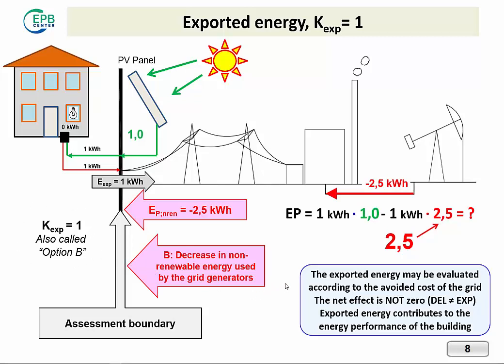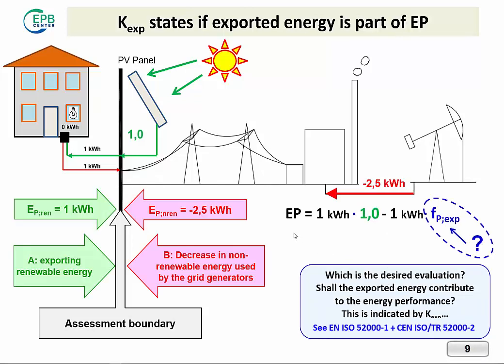And this has effects like cross compensation between energy carriers, because this minus 2.5 non-renewable, because of this exported electricity, may compensate, for example, the use of 2.5 kilowatt hours of gas, because the energy performance is only one equation where you sum up all the possible contributions of your energy carriers.